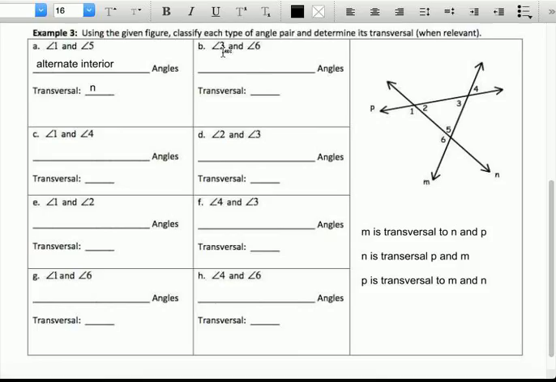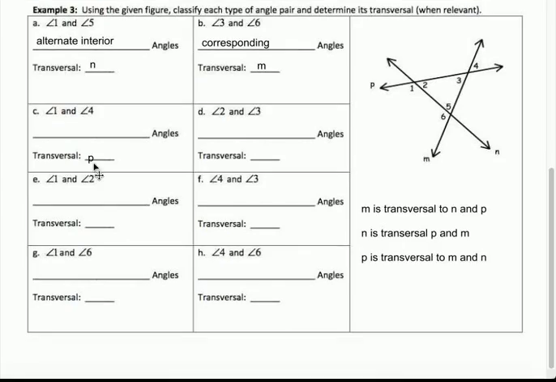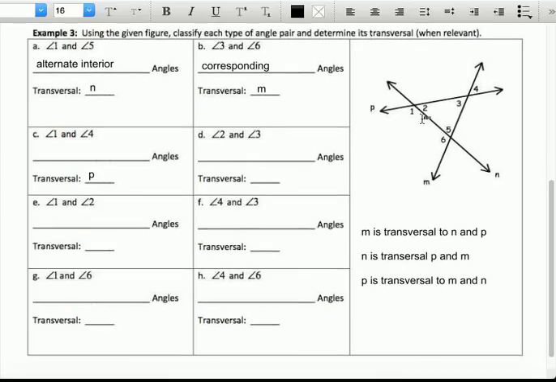Okay, so angle 3 and angle 6. Now we're looking at transversal M. These are on the same side of transversal M. One of them is exterior, one of them is interior. So these are corresponding angles. Angle 1 and angle 4 both lie on transversal P. They're both exterior, and they are on opposite sides of line P. These are alternate exterior angles.